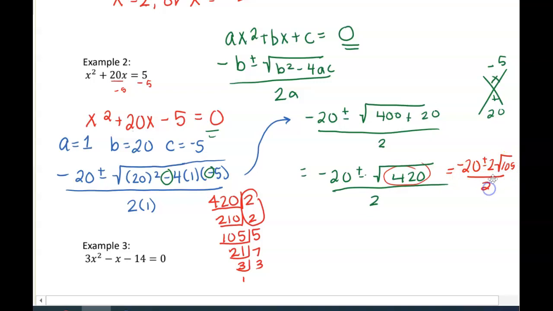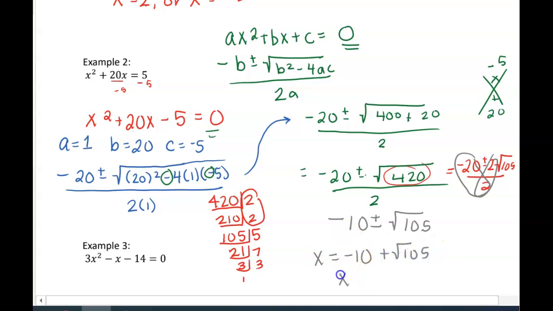All over 2. Okay, well, because each of these can be divided by 2, so 2 and 2, if I divide 2 out of both of those, that's negative 10 plus or minus 1, or I don't have to write it, just square root of 105. Okay, so I could say x equals negative 10 plus square root of 105, x equals negative 10 minus square root of 105, and those are my answers. Okay, or you can just leave it like this too, that's fine.